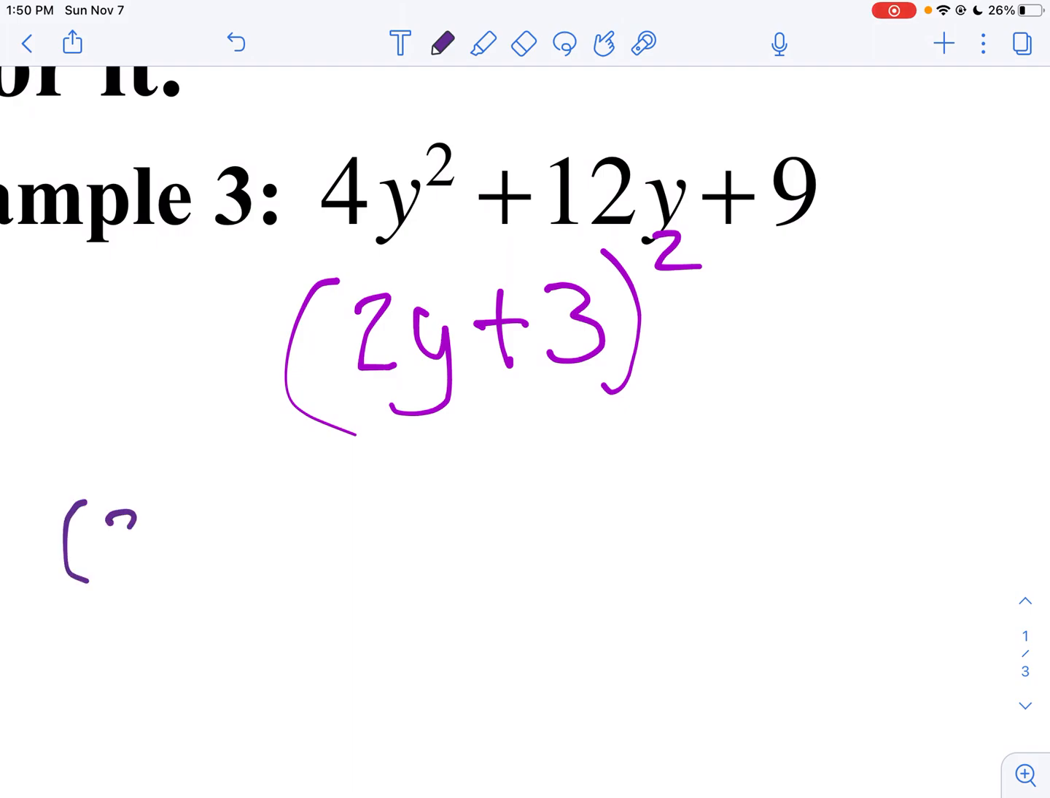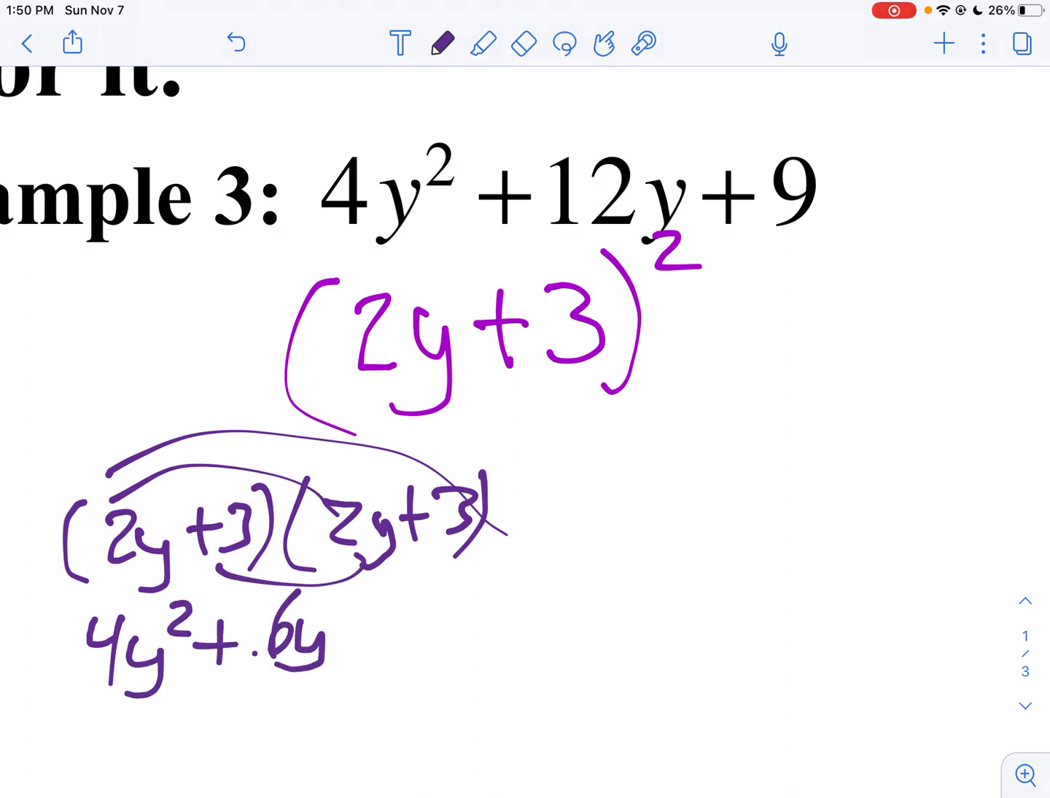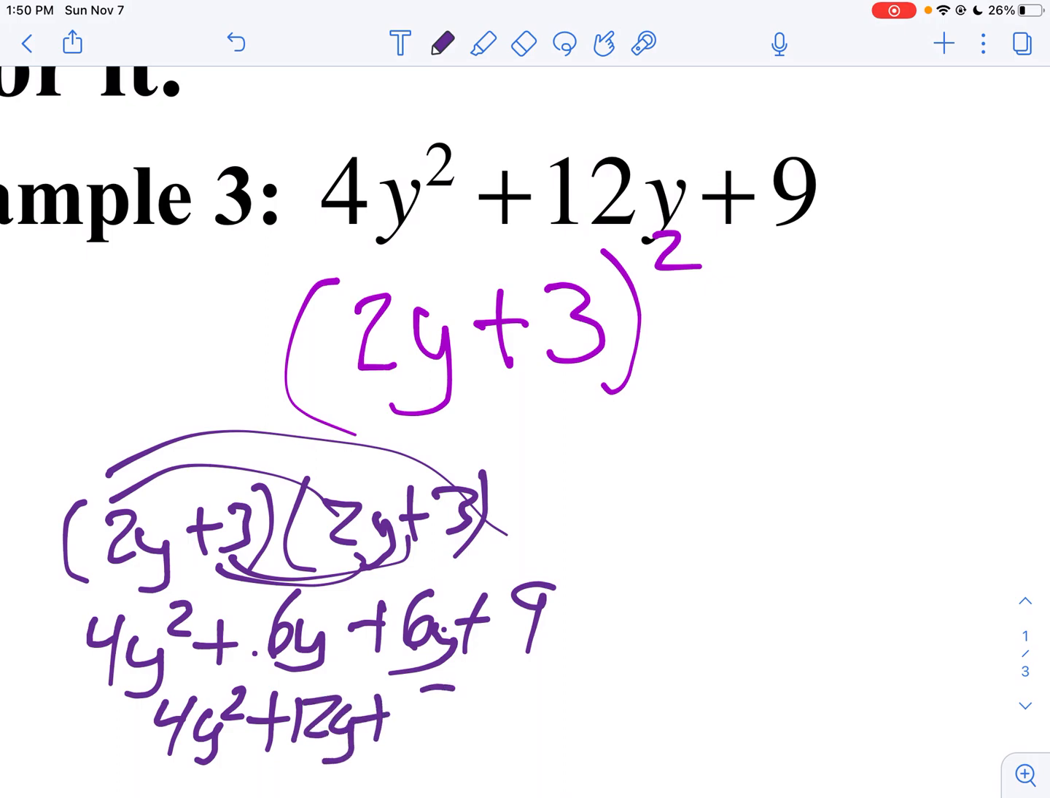If I take 2y plus 3 squared, which means you take it times itself, times 2y plus 3. If I do my double distribute, I get 4y squared plus 6y plus 6y plus 9. So I get 4y squared plus 12y plus 9. That checks. So my answer is 2y plus 3, the quantity squared.